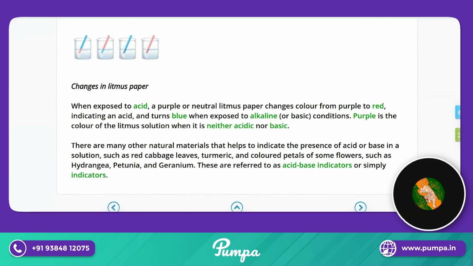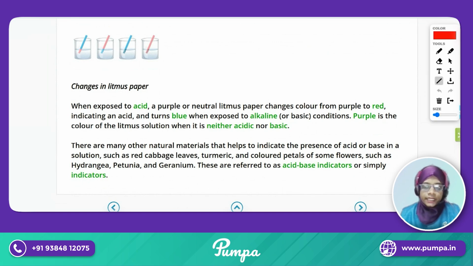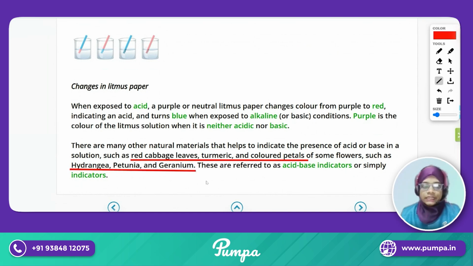No, ma'am. So there are actually many other natural indicators as well. One is the litmus paper we have seen. The other substances, like red cabbage leaves we have here, right? Any other natural indicators can you say? Rose, red cabbage, turmeric, China rose, phenolphthalein. Yes. So we have all these indicators. They help us to know the presence of an acid or a base. So we have red cabbage leaves, turmeric, and some colored petals.